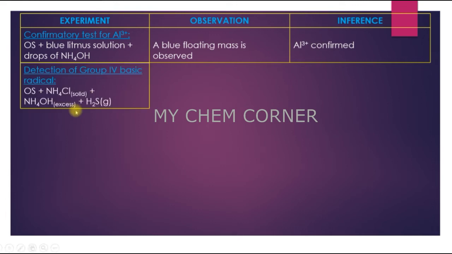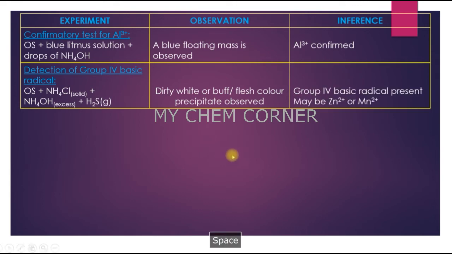Now for group 4, the common reagent here is the group 3 reagent. You are adding extra H2S to it. When you add H2S, there are two possible observations. If you get a dirty white precipitate, you are confirming zinc. If you get a buff or flesh colored precipitate, you are telling that you have Mn2+. Depending on what observation you get here, accordingly for that particular radical you will do a confirmatory test.